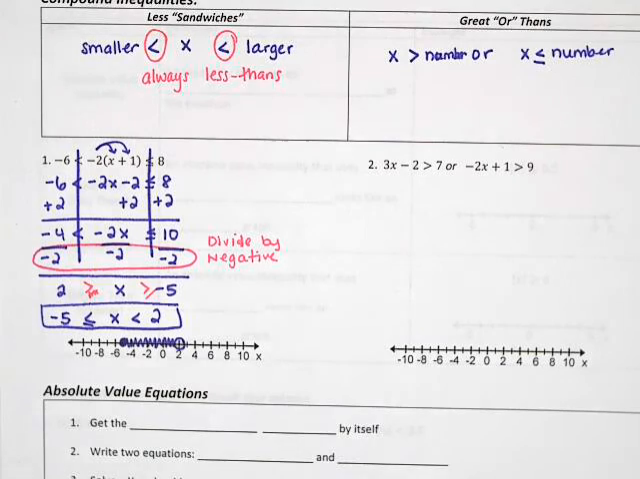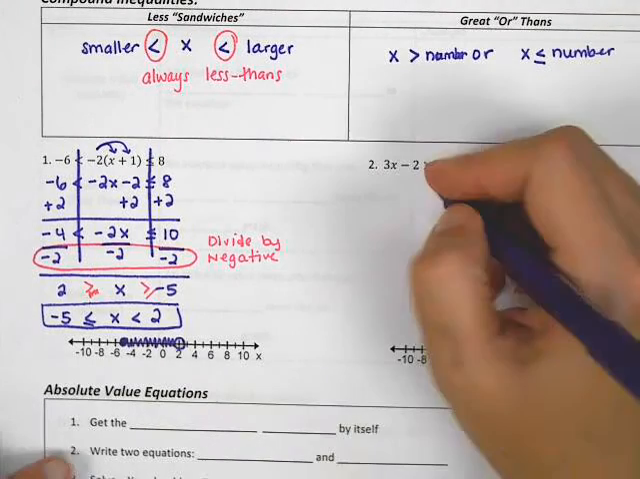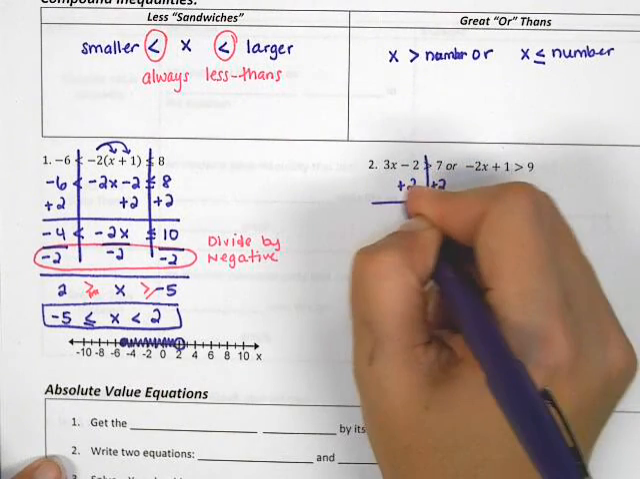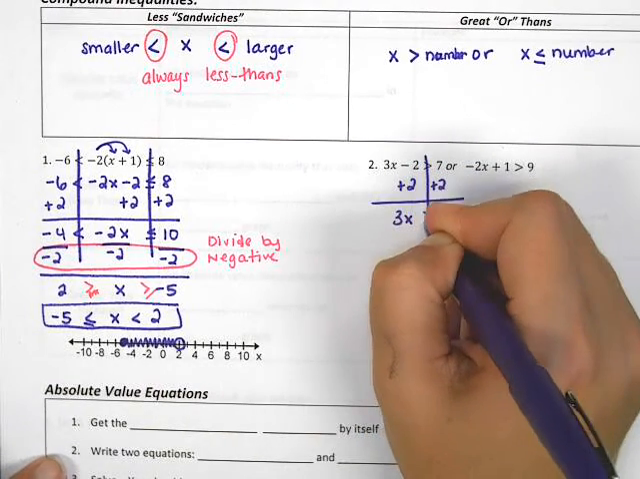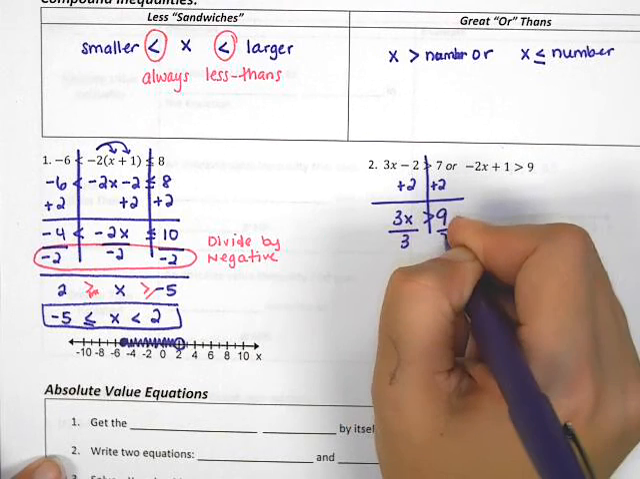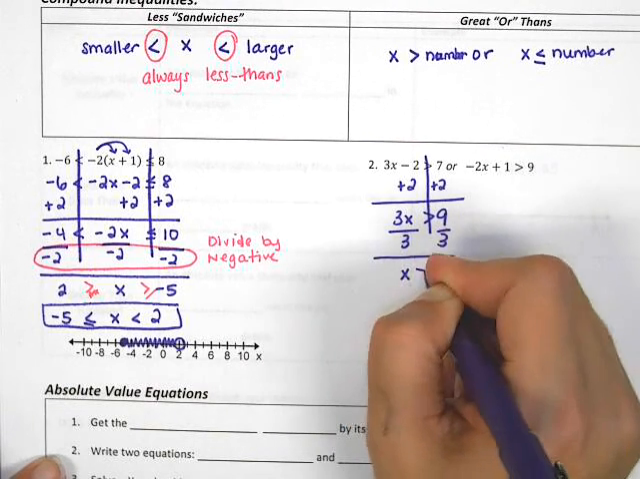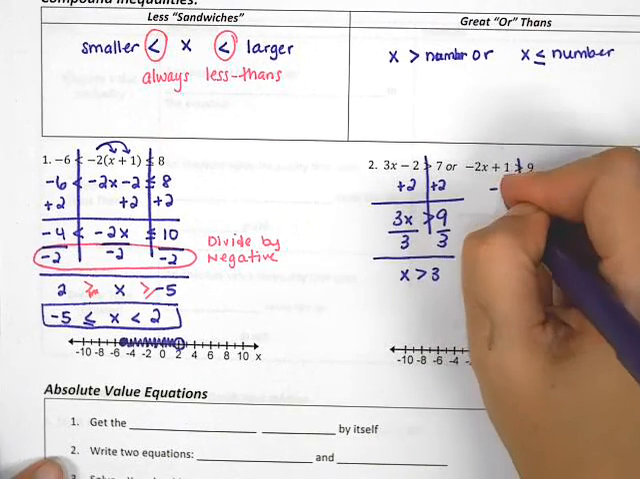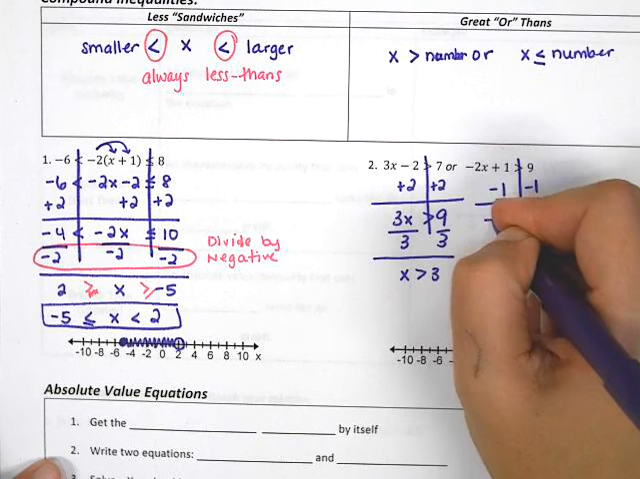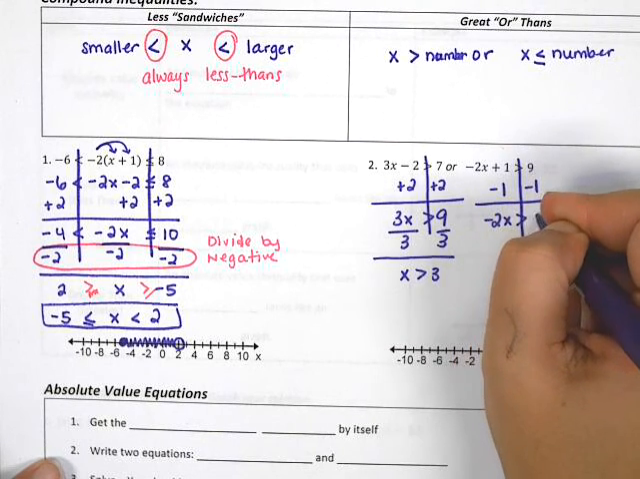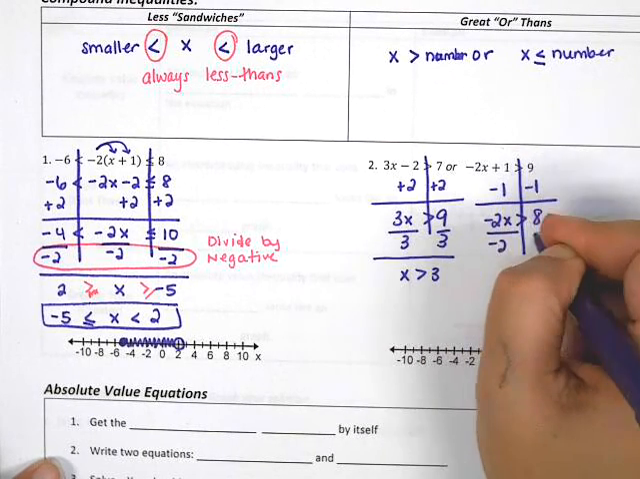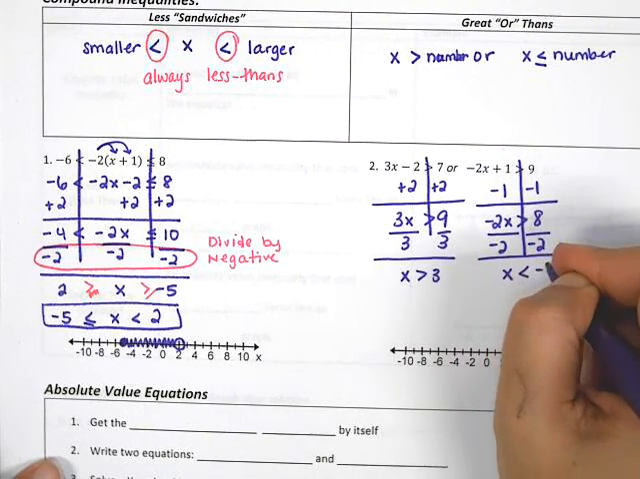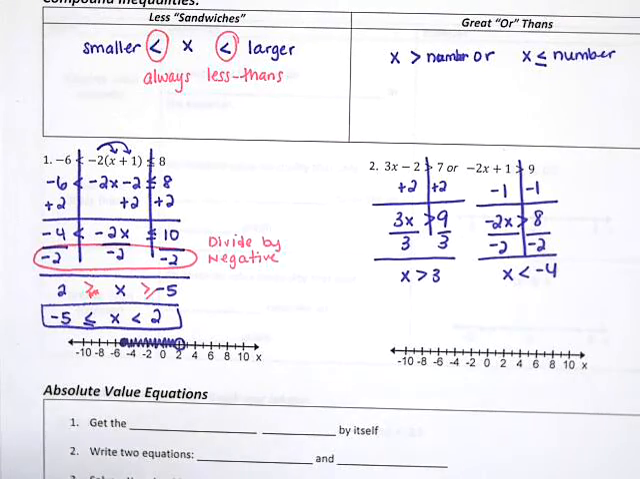For problem number 2, we're going to have two separate problems to solve. So the first side, we're going to add 2 on both sides of the inequality, which means we get 3x is greater than 9. Then we would divide by 3, so we would get x is greater than 3. For the second inequality, we would subtract 1 on both sides, so we would have -2x is greater than 8. Then we would divide by -2, so x is less than -4, because once again, this should set off alarms.